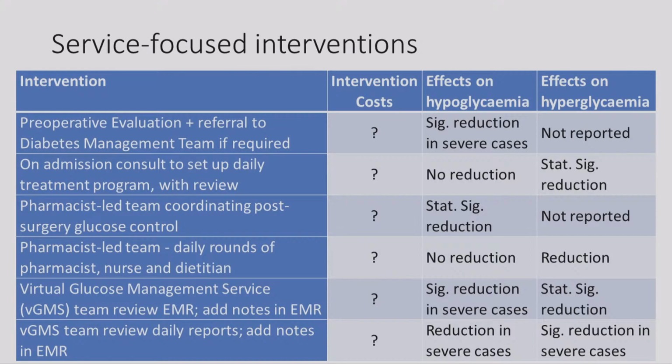So our next step really is to think about, not in any detail, just to provide a crude estimate of the potential costs of implementing these interventions. But we also need to think of the different levels at which these interventions could be implemented. So if we've got a pharmacist-led team, who are they targeting? How many pharmacists would we need to implement that type of intervention?